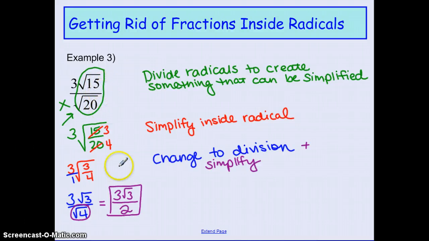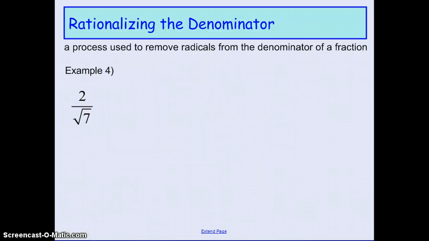There are some problems where this does not work. Example 4 is an example of a problem where this doesn't work, because there's no radical in the top of this fraction to combine with a 7, and maybe something good will happen simplification-wise. When there's no other way to get rid of a radical in the denominator, maybe it's not the square root of 9, so we can't make it a 3, it's just sitting there by itself.